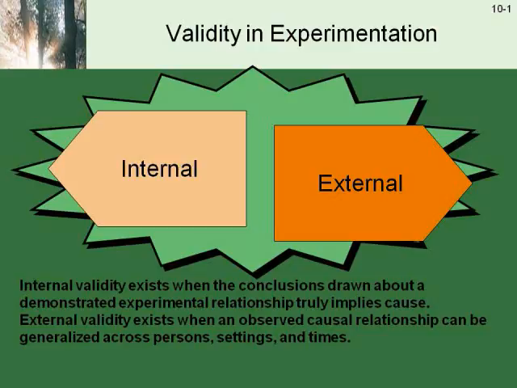So it is when the conclusions drawn about a demonstrated experimental relationship truly imply the causal effect or the correlation. So if I say there's a correlation between these independent variables and the effect they have on a dependent variable, if that's true, then that's valid internal validity. External validity is just saying, now that I've taken this information and I'm going to infer it onto a population, that the observed causal relationships can be generalized across persons, settings, and time. So that gives it external validity.